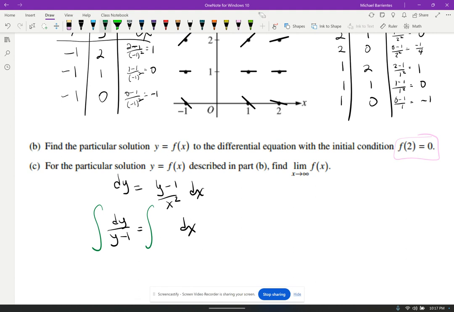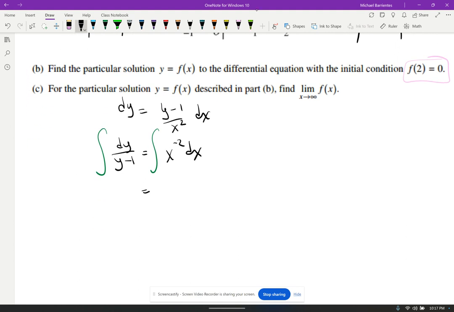Remember that 1 over x squared is x to the negative 2, so when I integrate this side, it'll be x to the negative 1 over negative 1 plus c. On this side, 1 over y minus 1 is really a little u substitution where u is y minus 1, du is 1 dy, and then we just use the natural log antiderivative, and we're going to get the natural log of the absolute value of y minus 1. This is x to the negative 1 over negative 1, so this is really just negative 1 over x.